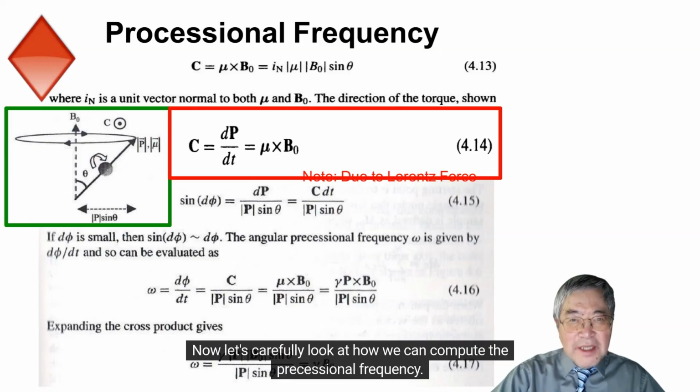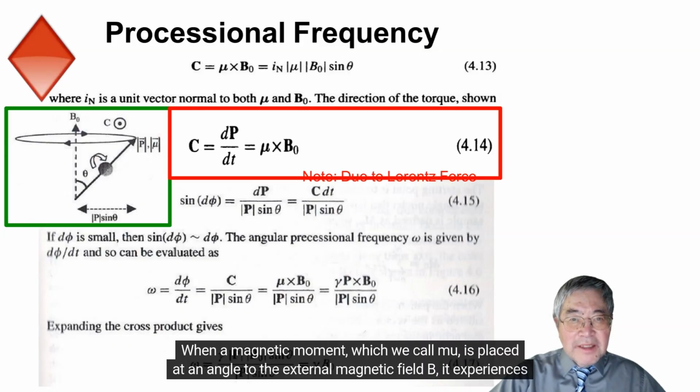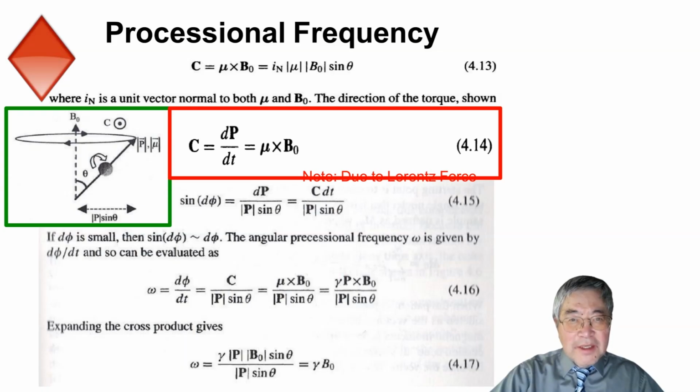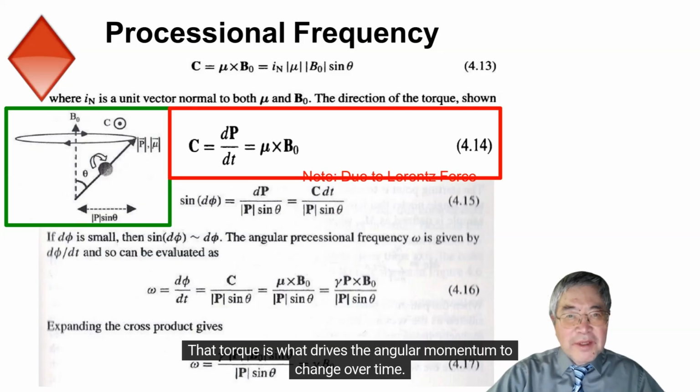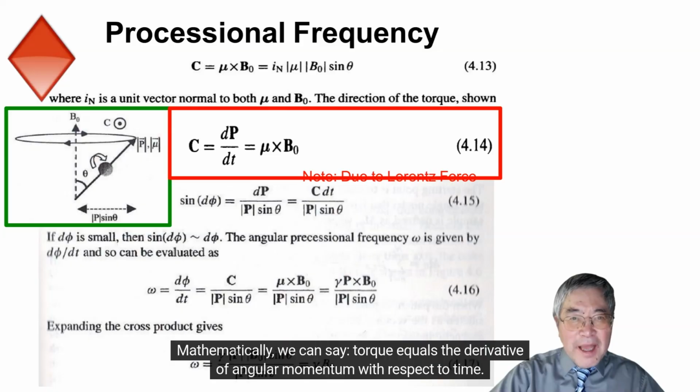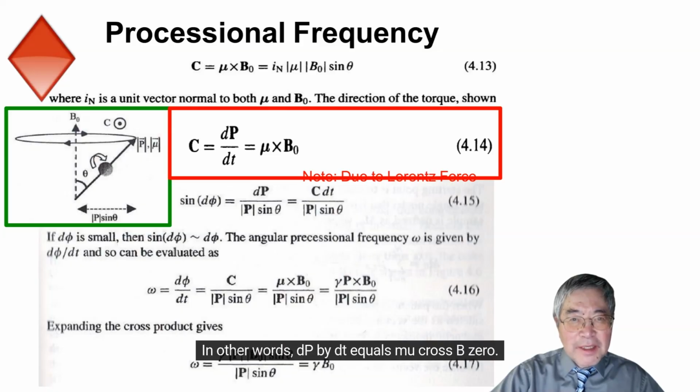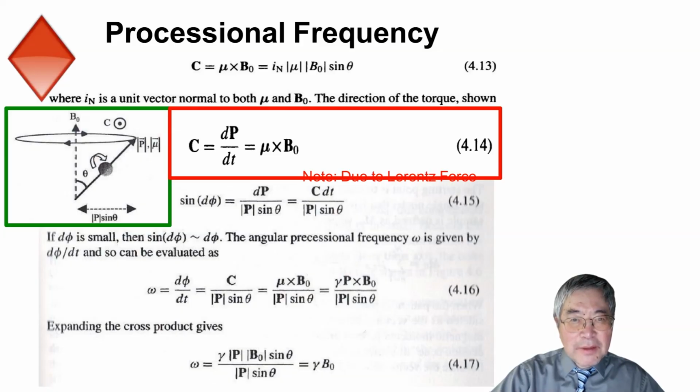Now let's carefully look at how we can compute the precessional frequency. When a magnetic moment, which we call mu, is placed at an angle to the external magnetic field B, it experiences a torque. This torque can be written as mu cross B0. That torque is what drives the angular momentum to change over time. Mathematically, we can say torque equals the derivative of angular momentum with respect to time. In other words, dp by dt equals mu cross B0. Here, p is the angular momentum.